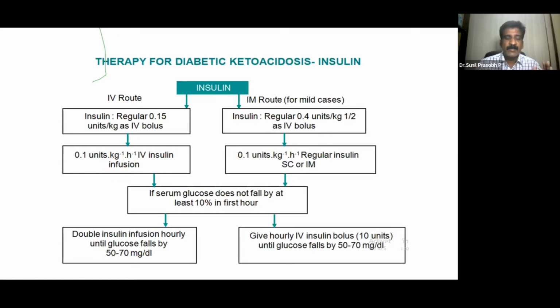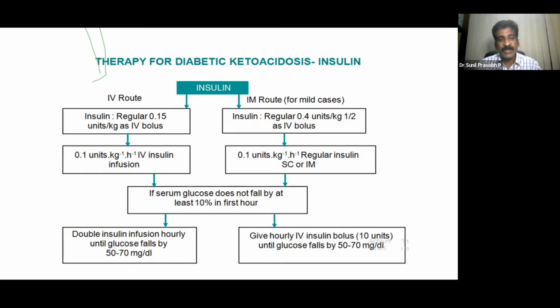Now coming to the insulin therapy, the most important thing is the IV route. IV route is the most preferred route in diabetic ketoacidosis, but some say that we can even use IM for mild cases. But every one of us prefers the IV route because we are giving insulin to correct the acidosis. Initially, a bolus of 0.15 unit per kilogram is given IV, and then an infusion of 0.1 unit per kilogram per hour. Then we should look for the fall of blood glucose. At least in the first hour, the blood glucose should fall by 10%, or 50 to 70 milligrams per hour.